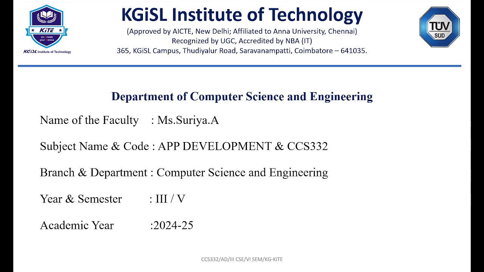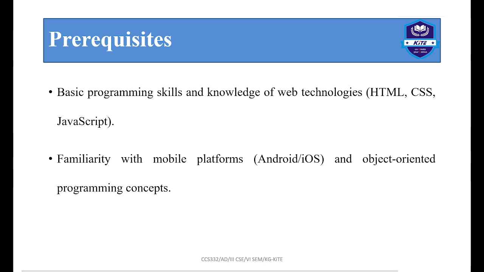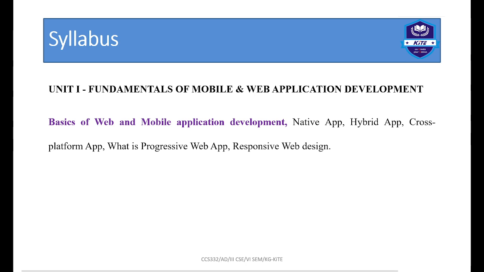The course code is CCS332. The prerequisites of this course are basic programming skills and knowledge of web technologies, that is HTML, CSS and JavaScript, and you have to be very familiar with the mobile platforms, Android or iOS, and object oriented programming concepts. So the first unit is the fundamentals of mobile and web application development.